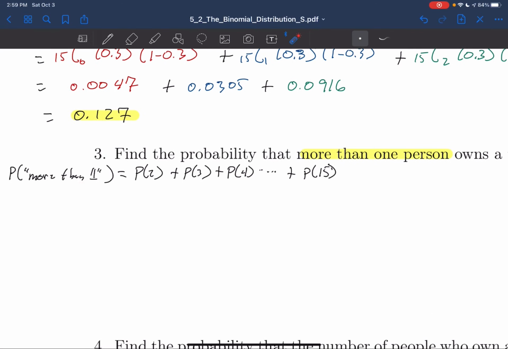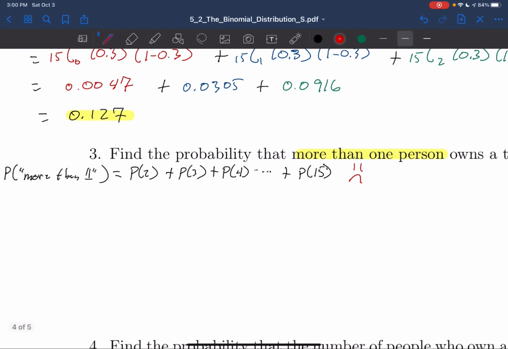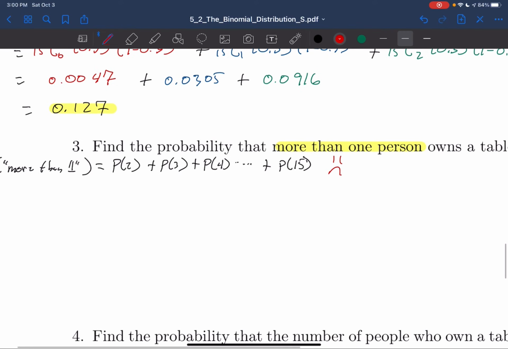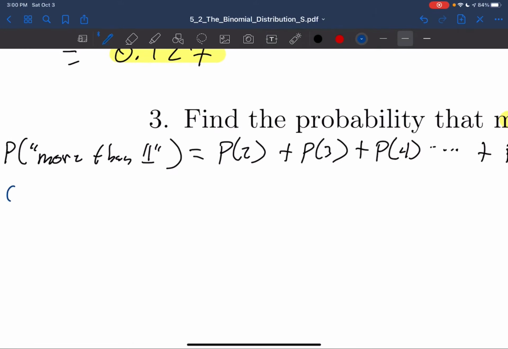So the probability of more than 1 is just the probability of 2 plus the probability of 3 plus the probability of 4, all the way up to the probability of 15, which is a lot, right? Whoa, do I want to actually compute this? And the answer is no way, because this is going to take me a long time. I could try, it's just going to take forever. So I'm going to put a little question here. Question: is there an easier way to compute this?